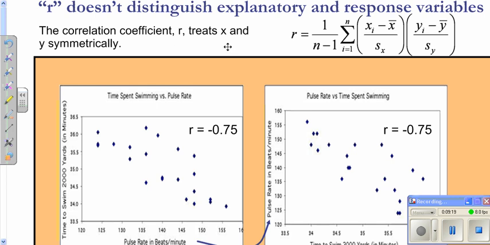Now, it does not distinguish between the explanatory and the response variable, because here's your explanatory, here's your response, but they're being multiplied together. And remember, you can multiply in any order you want, so these two could be flipped, and you're still going to get the same answer.